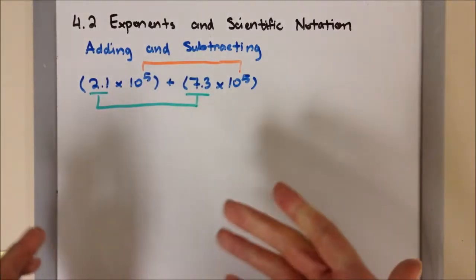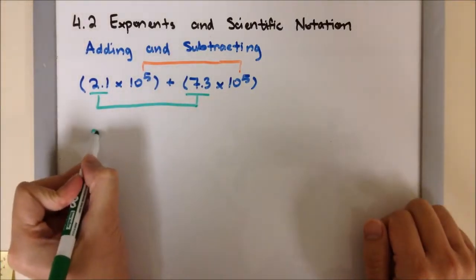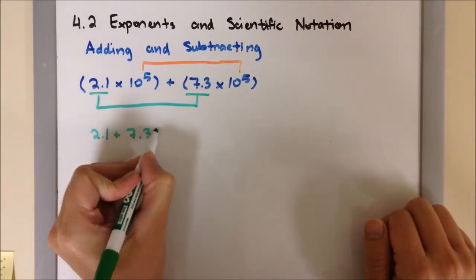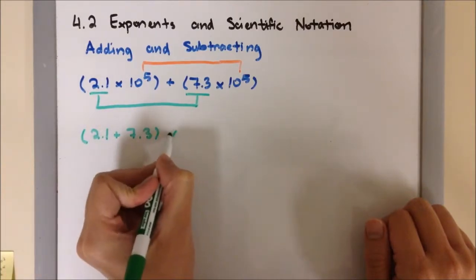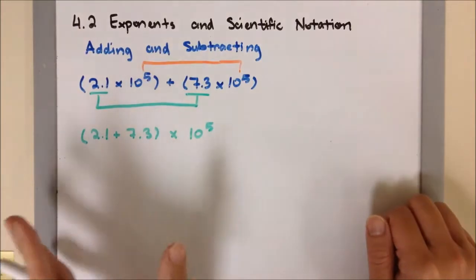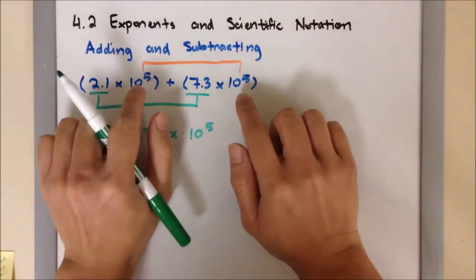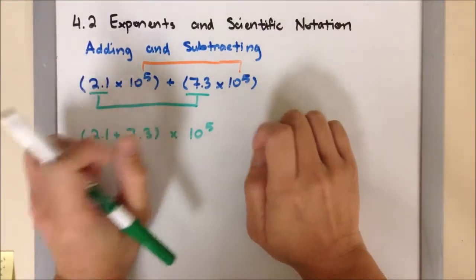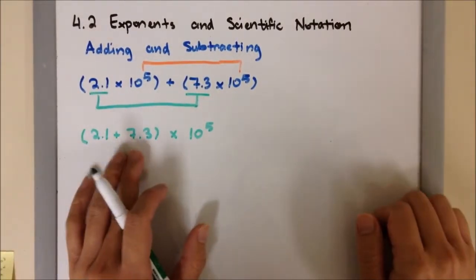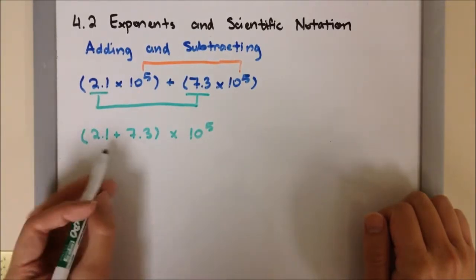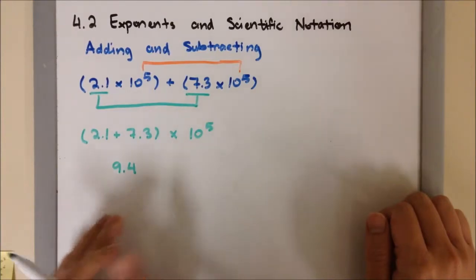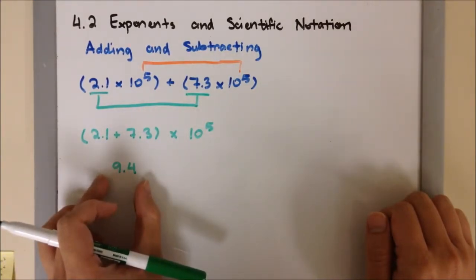So for this example, what I'm going to do is I'm going to write 2.1 plus 7.3 times 10 to the fifth. So again, you can start adding and subtracting the moment you see that the tens have the same exponent. When they do, then I'm just going to add 2.1 plus 7.3. That will become 9.4. So it's actually between 1 and 10, so I'm good with that.